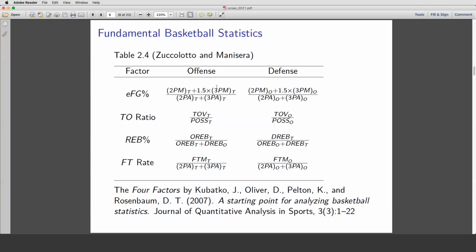How efficient is your offense? Are you taking the most valuable shots? Are you avoiding giving the ball away? Are you good at finishing possessions and getting rebounds? Are you putting yourself in position to make free throws? On the opposite end, are you putting yourself in position to give away a lot of free throws?